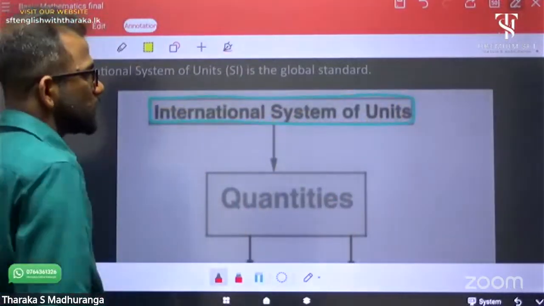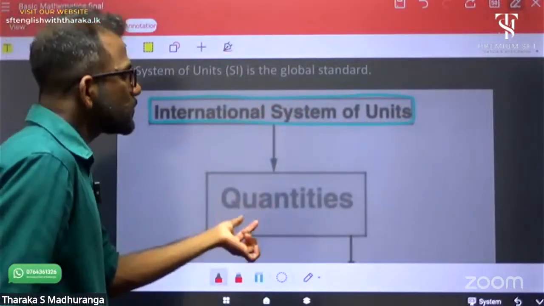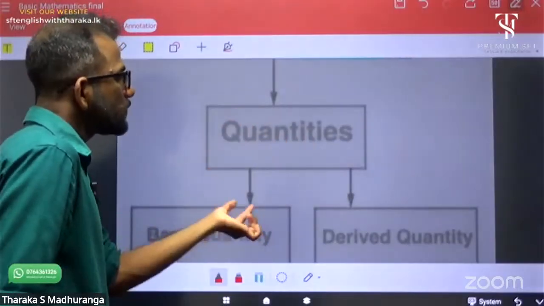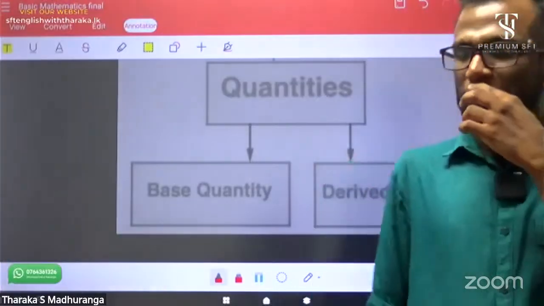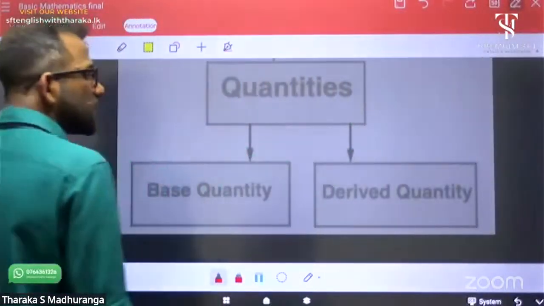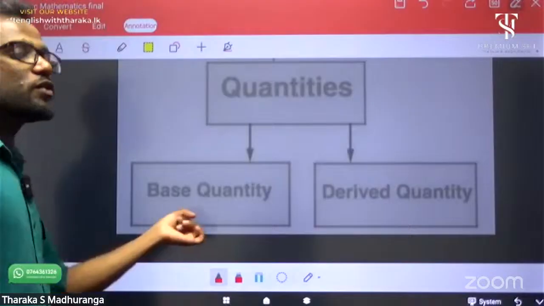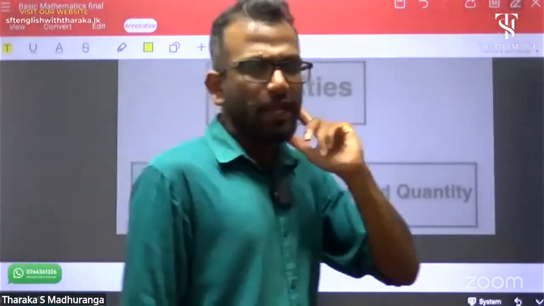Standard international unit. International system of units. Okay, quantities we can divide into two categories: base quantity and derived quantities.